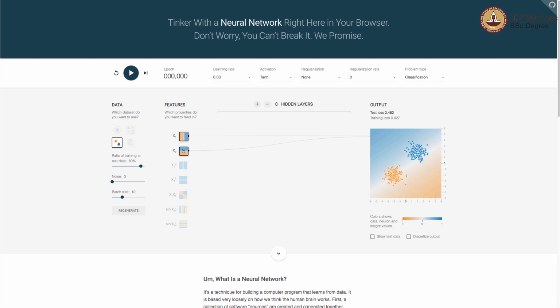So we have two features, x1 and x2. We talked about them. Every data point is represented by two features, x1 and x2. And this is the optimization procedure. Right now we have not trained the model, so it is at the 0th epoch. We'll select a learning rate of 0.01. We'll use the sigmoid activation function so that we get a logistic regression classifier, and we do not use any regularization here. That's why regularization is none and the regularization rate is 0. Here we can select the problem type, and we have selected classification. You can also select regression as a problem type, but for this demonstration we are using classification.